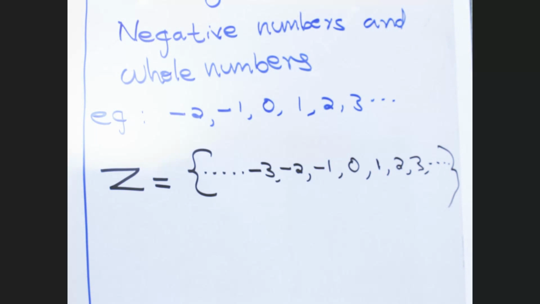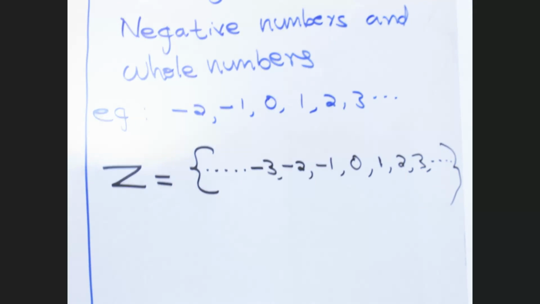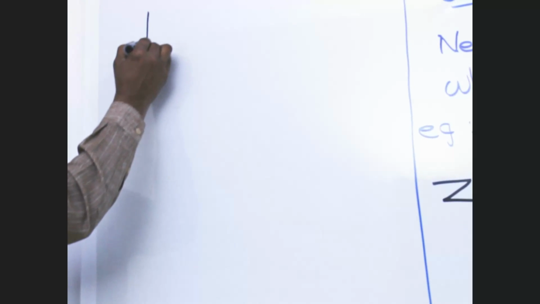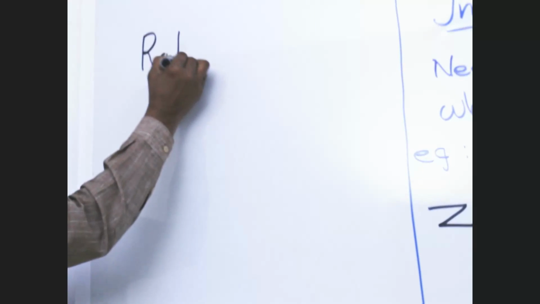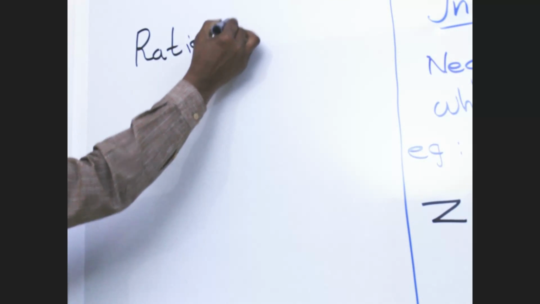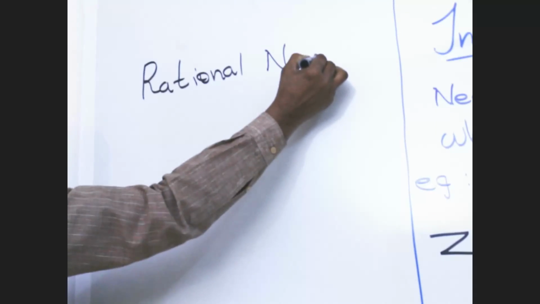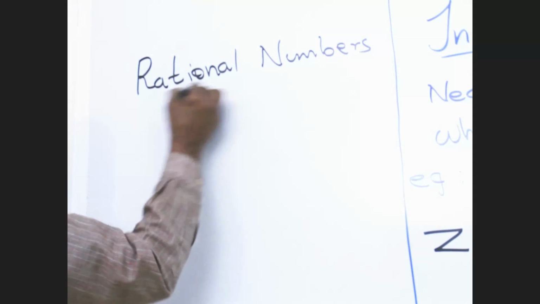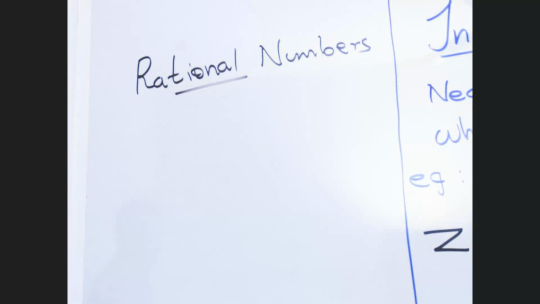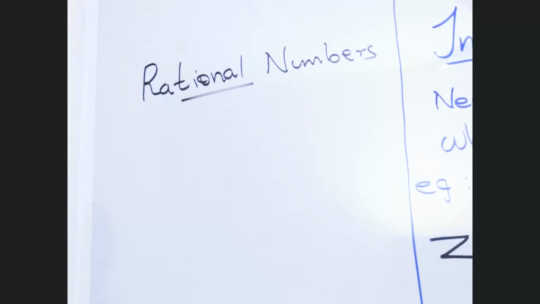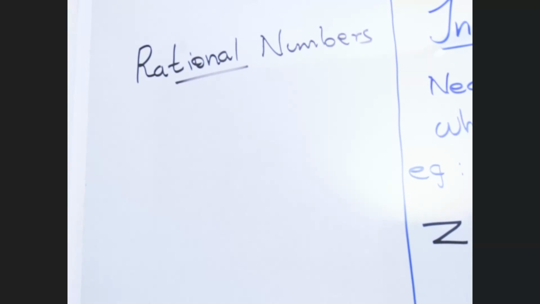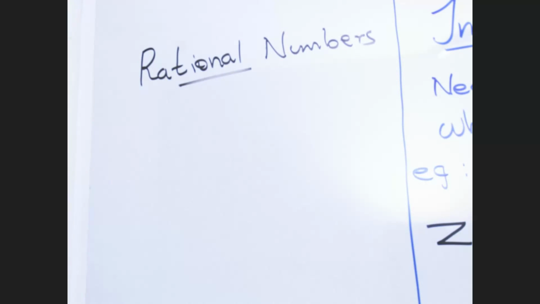So we have another group, another set, that is rational numbers. What do you mean by rational numbers? Again, we are adding some more things into the group. We studied three groups: natural numbers, whole numbers, and integers. So now we are adding some more numbers to the integers.